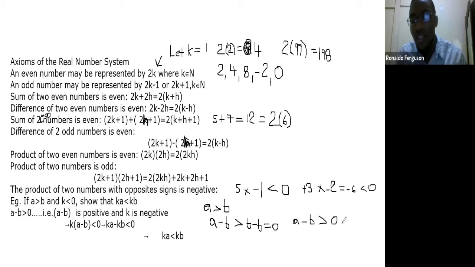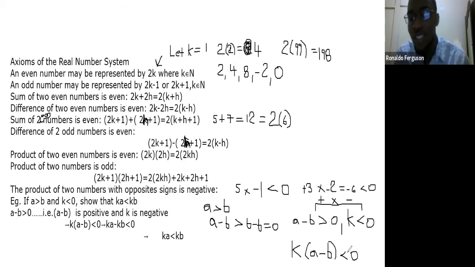And then the question also tells us that K is less than 0. And so if K is negative and A minus B is positive, whenever we multiply a positive times a negative, the result is going to be negative. So K times A minus B is going to be less than 0, based on the axiom of the real numbers that when you multiply a positive by a negative, you get a negative.